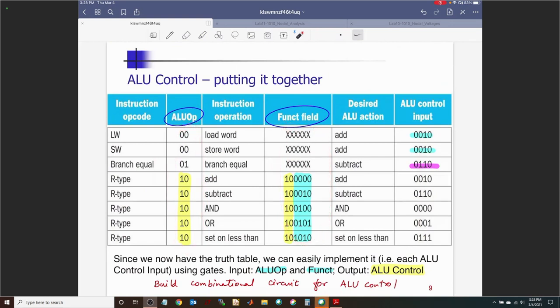So think of it as there is a truth table with 8 inputs, right? 6 of them from here, 2 of them from here. And there are 4 outputs for ALU control input, right? That's the input to the ALU. Depending on how these are laid out, you are essentially figuring out what are these outputs of that combinational circuit.